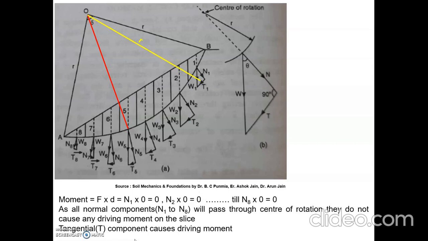Now we will check whether tangential component causes driving moment or not. Here from this figure we can see that the tangential component, that is T1 for slice 1, is at distance R from point O. So T1 will cause rotation, that is moment. So force is T1 and distance is R. So moment will be T1 into R. Similarly for slice 2 it will be T2 into R. And for slice 3 it will be T3 into R. And so on for all the slices.